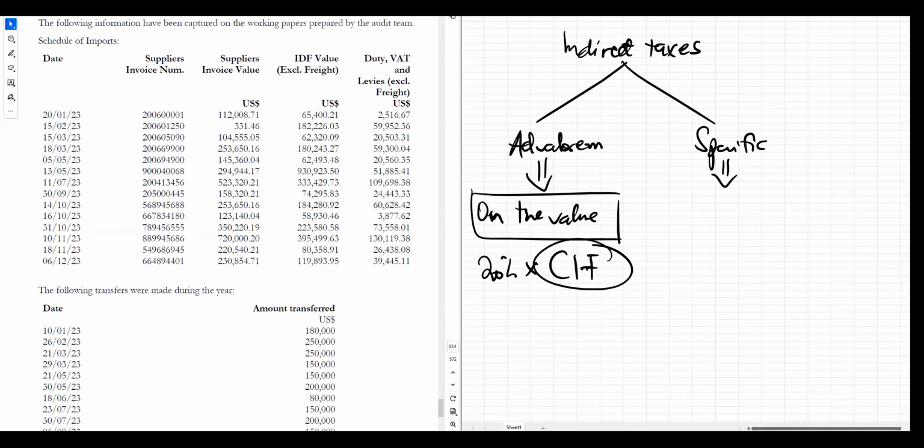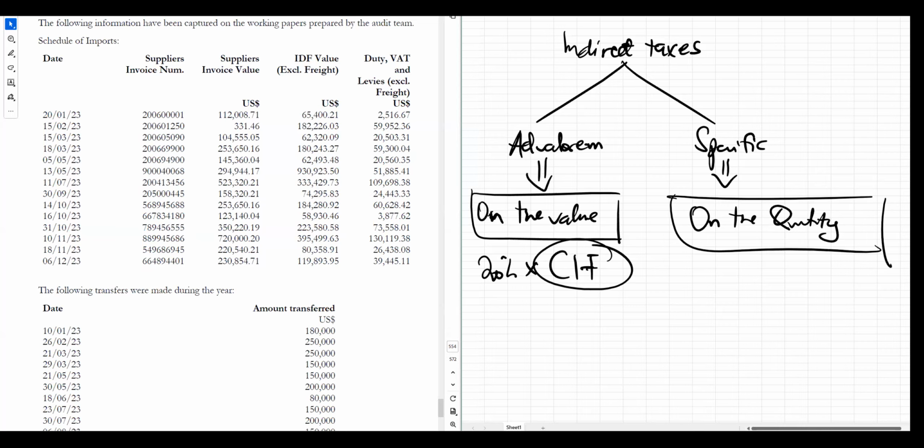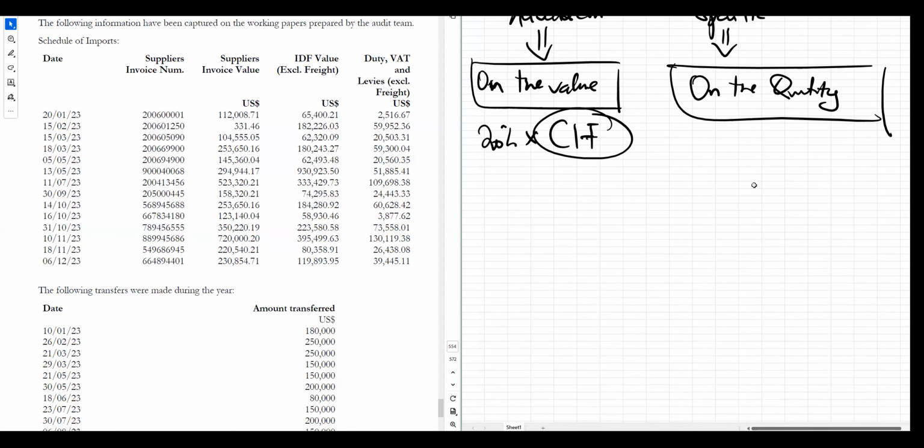If it is specific, specific means that it is on the quantity. So specific duties are on a quantity. Ad valorem duties are on what? A particular value. Do you understand? Does it make sense? Yes, sir. Good. So we are saying that duty on quantity means it's not given as a percentage, but it's rather given as an amount per a specific quantity.